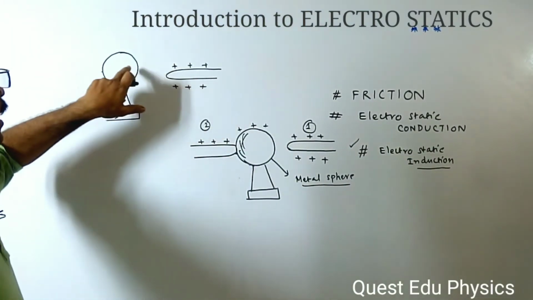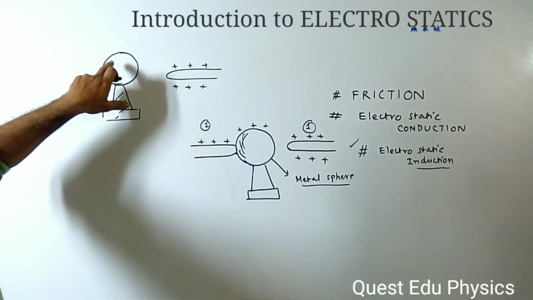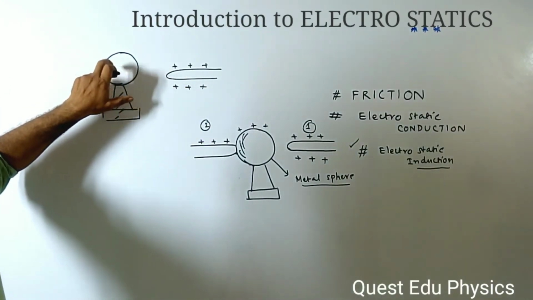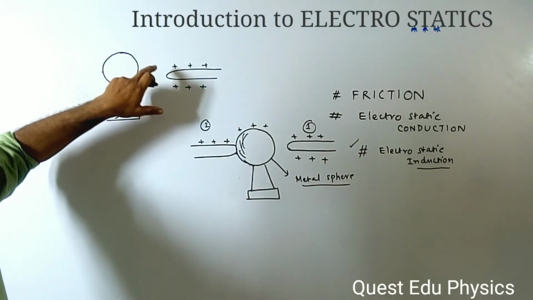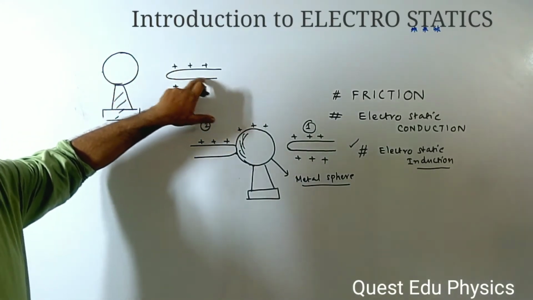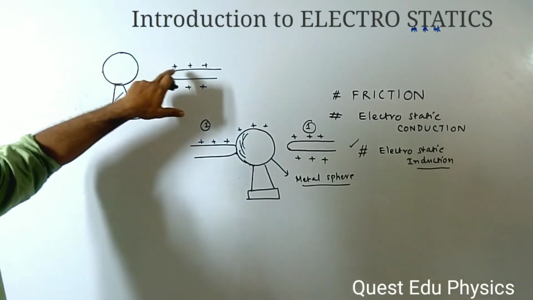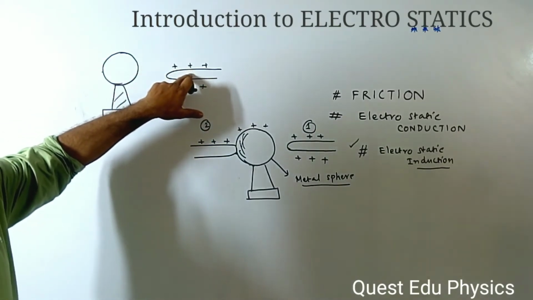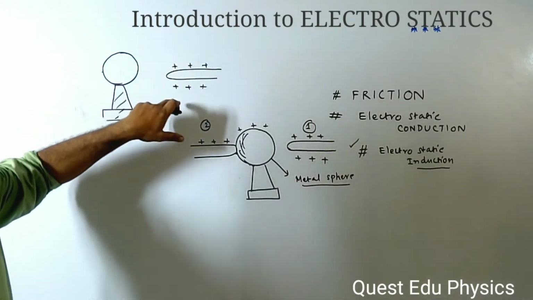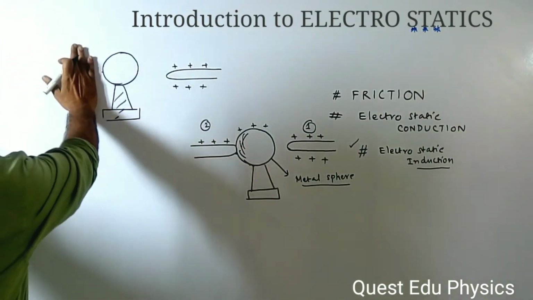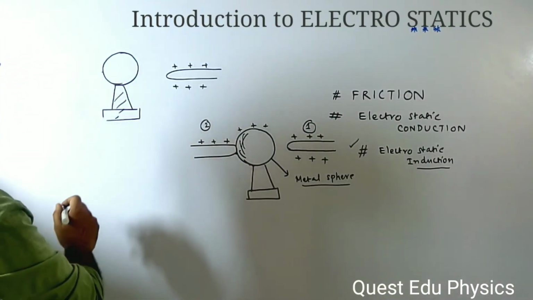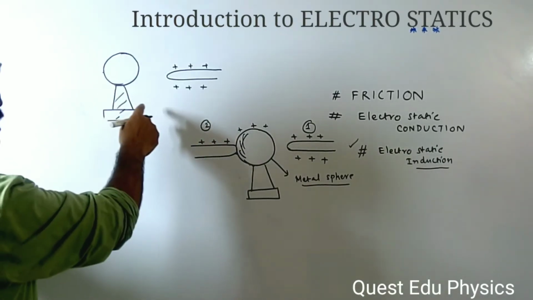Here, because of induction, what I am doing, what I said, is producing charge on a neutral body by bringing a charged body near to it. Here I kept a positively charged body near. You can keep a negatively charged body also. Then what happens? The insulation of this material will break, and the charge gets induced.